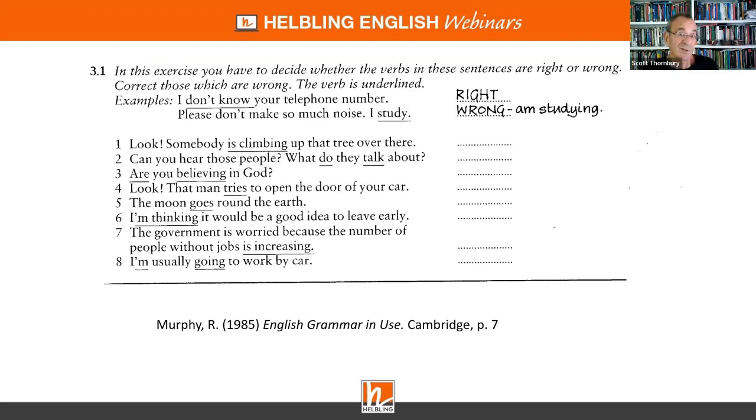And the idea is, of course, no, that's wrong. Even though, now this is interesting, even though it is well-formed, it is actually grammatical. This is where it gets a little bit tricky. What do they talk about? Nothing wrong with that. Are you believing in God? It's grammatical. But can we think of a context in which anybody would say that? Well, that's an interesting challenge, actually.